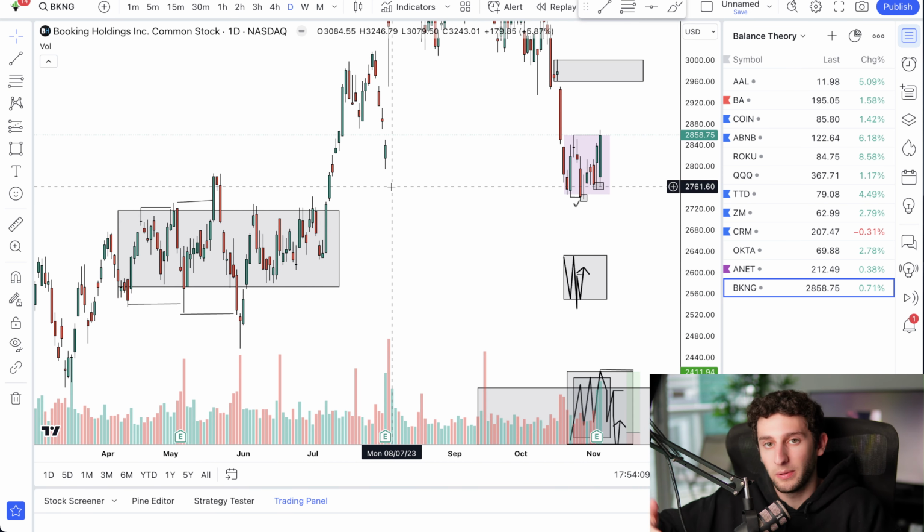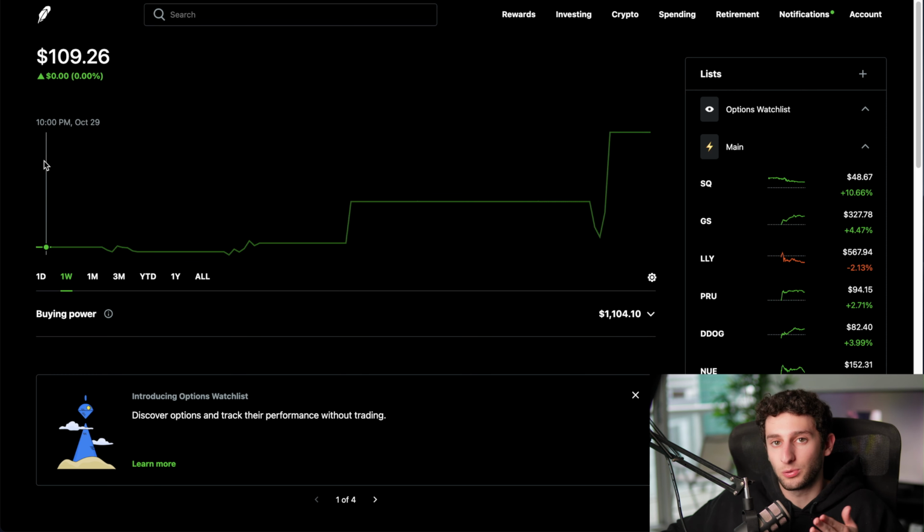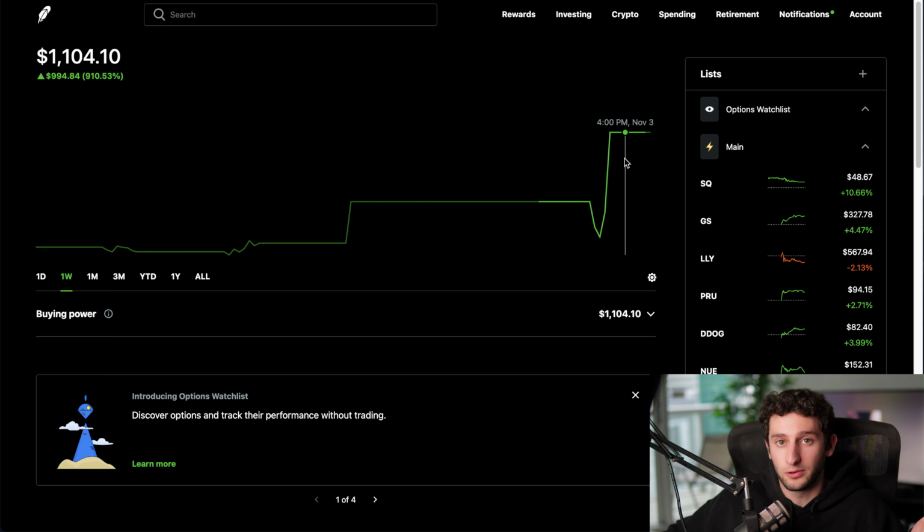When you add in supply and demand, you add in trend, you add in how to use options the right way and trade them correctly, you can turn $100 into $1,000 in 3 trading days, okay? I've done this with a few other small accounts. And I'm going to try and take this one to 10K. There's no guarantee I can do that, but we're going to try.